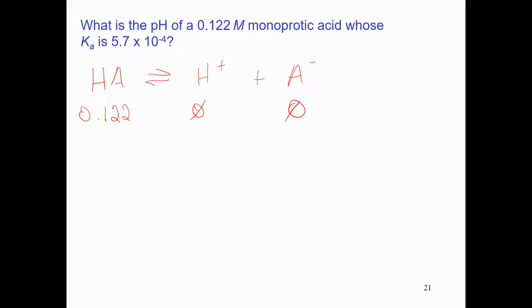So once we do this, how do you check if it's within the 5%? You divide. So did you drop that? Yeah. And then you did the square root and you found this. Okay. Then you look at this and take it divided by 0.122, times 100.